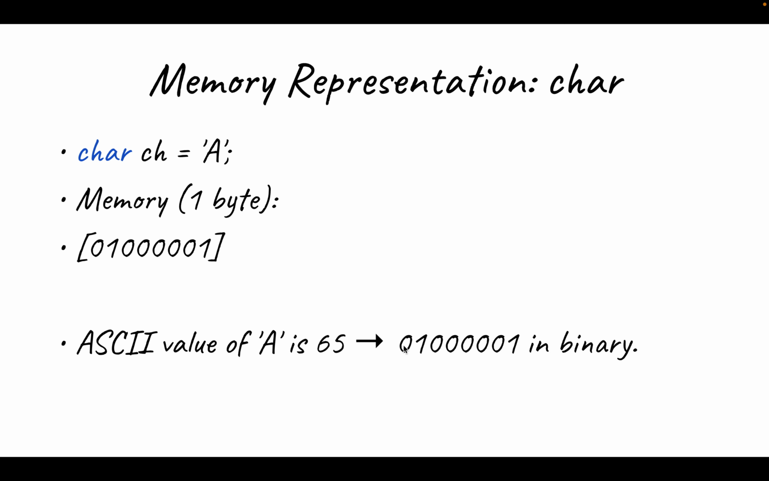Now memory representation for the char data type. So this is the data type char and the variable name is ch. We are assigning 'A' to ch. Memory is 1 byte, so the size of 'A' is 1 byte. The ASCII value of 'A' is 65, so the value 65 in binary is 01000001.